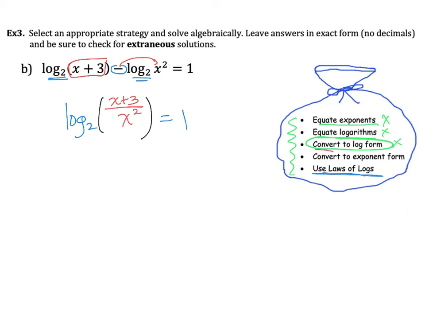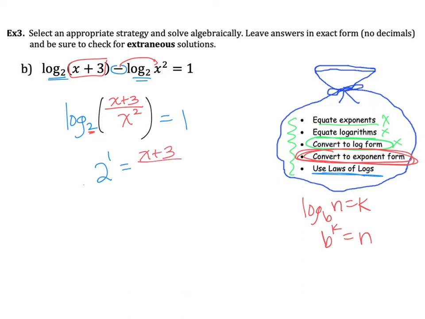Can I convert to exponential form? Yes, I can convert to exponential form. This is logarithmic form, so log base b of n equals k. I'm going to convert that to b to the power of k equals n. So my b is 2, so 2 to the power of 1. I'm going to go ahead and color coordinate that. So 2 to the power of 1 equals x plus 3 divided by x squared. So now I have 2 equals x plus 3 over x squared.